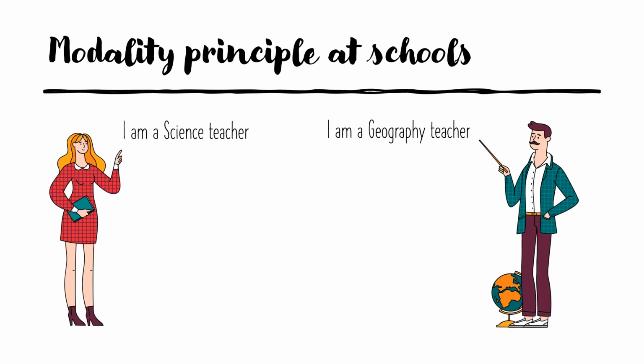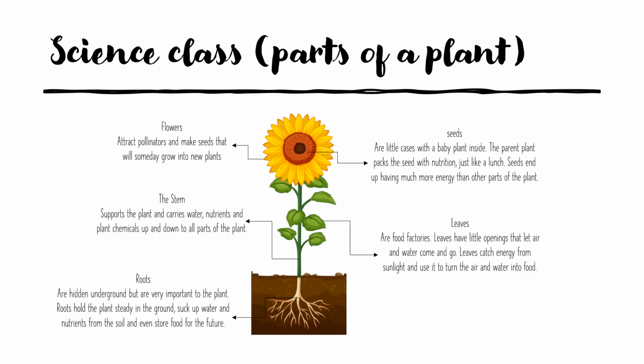In this slide, we want to compare the training methods of 2 teachers as examples. One of them is a science teacher and another one is a geography teacher. Okay, let's start with the science class. In the science class, the lesson is about parts of a plant. The teacher shows this picture, and the information about each part of the plant is presented by written text. Students should see the picture and read the content to learn about all parts of this flower.